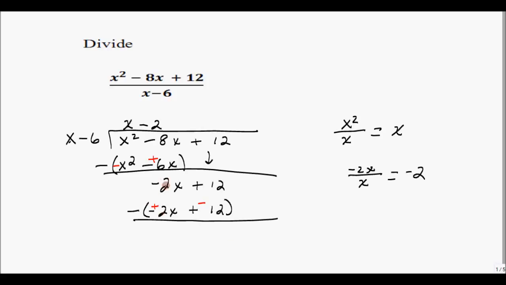And now we combine the like terms. The negative 2x and the positive 2x cancel. 12 minus 12 cancel. There again we have a 0 remainder. So the answer is this, x minus 2. So there's the quotient, or the answer. And we can check by FOILing x minus 6 times x minus 2 to verify that we get that numerator back.